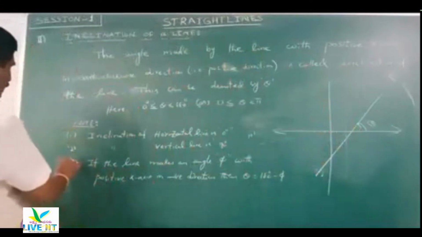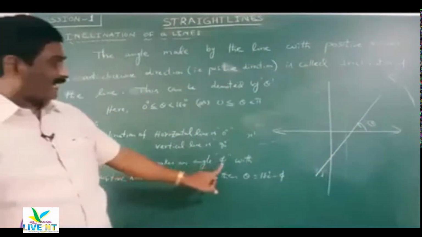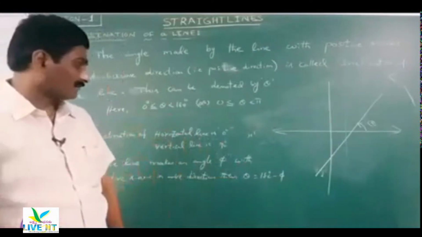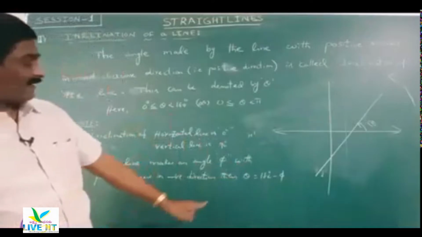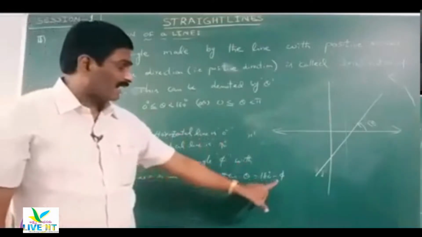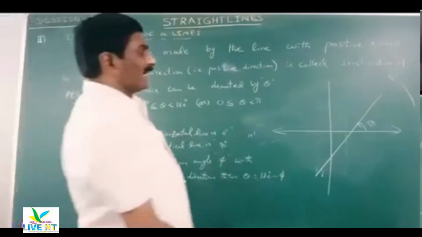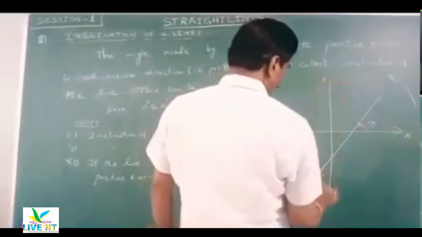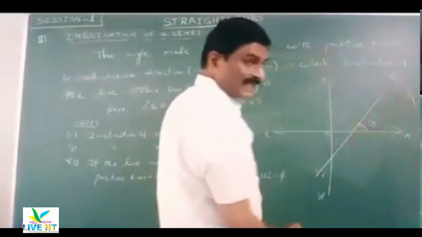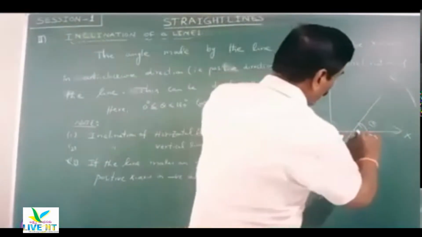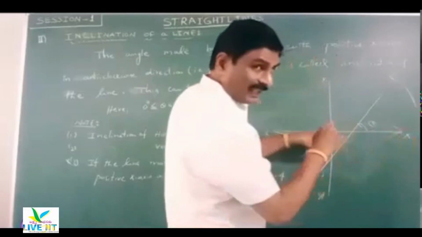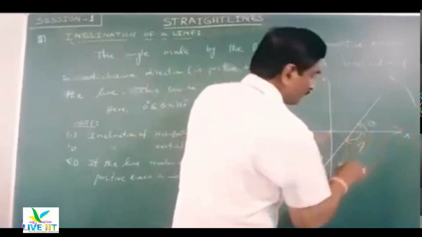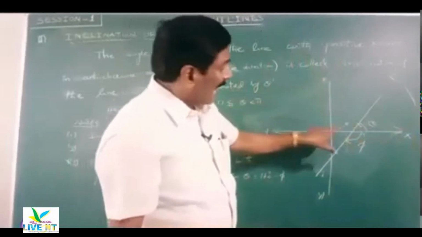Next, third one. It is also very, very important. If the line makes an angle pi with the positive x-axis in the negative direction, then the angle of inclination theta is equal to 180 minus pi. Please observe this value. It is the positive x-axis. The angle made by the positive x-axis with the line in the negative direction means this value, which is equal to pi.